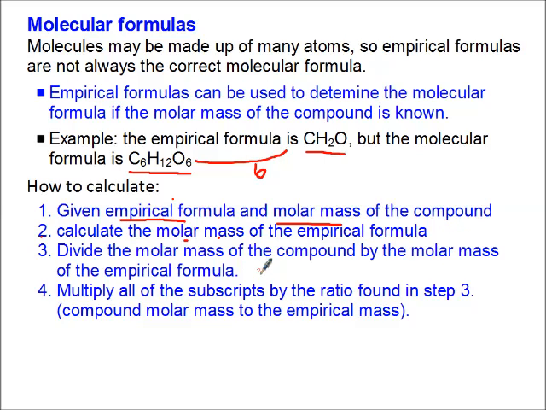Divide the molar mass of the compound by the molar mass of the empirical formula, and then that should work out to be a whole number. There shouldn't be any decimals. There shouldn't be any 2.5s multiplied by 3 like we did with empirical formula. None of that. This should be a whole number. And we're going to multiply the subscripts by that ratio.